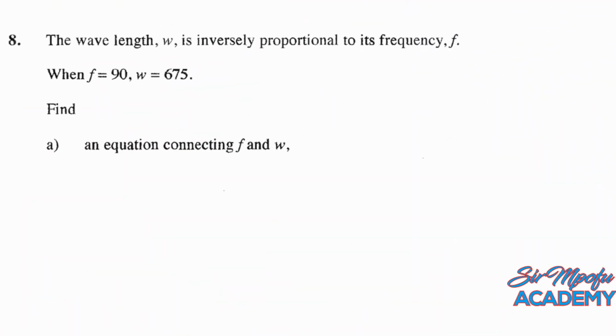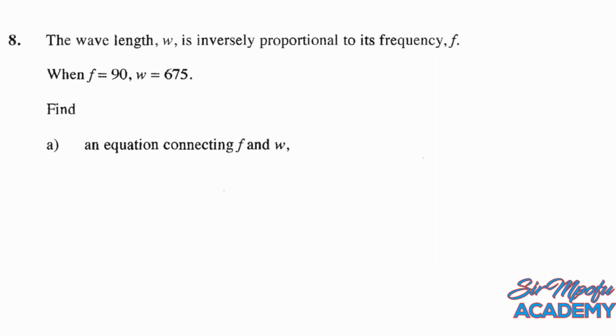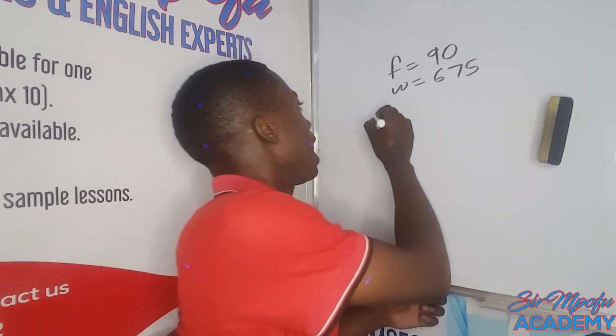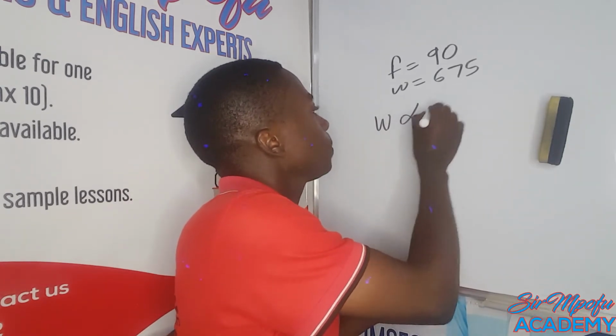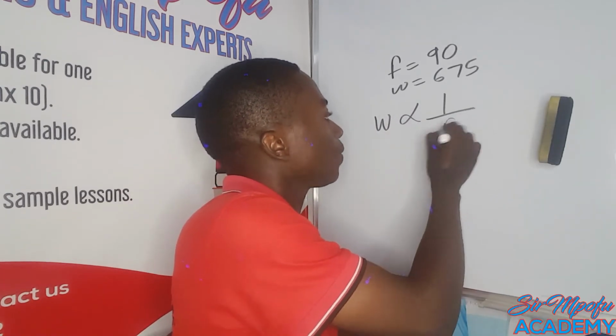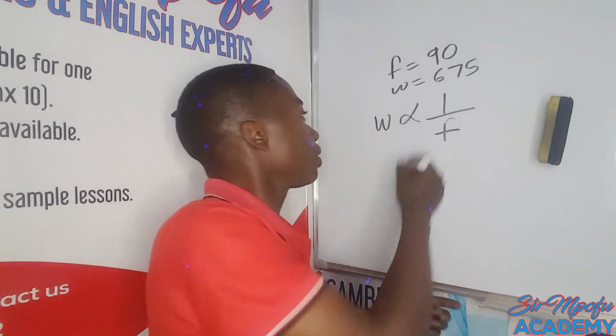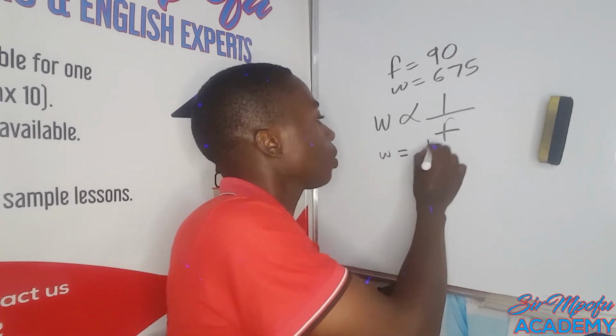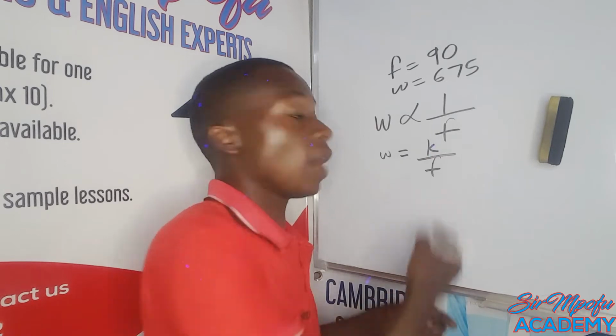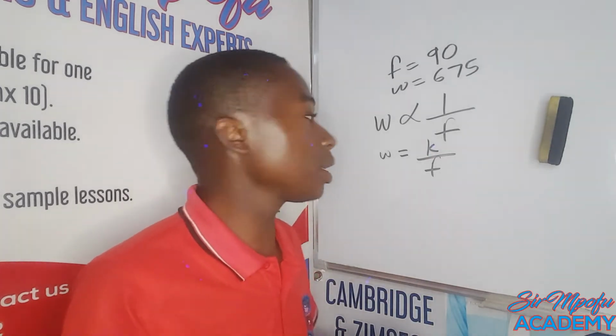The wavelength W is inversely proportional to its frequency f. When f is equals to 90, W is equals to 675. Find an equation connecting f and W. Remember, W is inversely proportional to f. It's like this. And then this one is going to be replaced by the constant k. And we first find the value of our constant k for us to write the equation connecting.